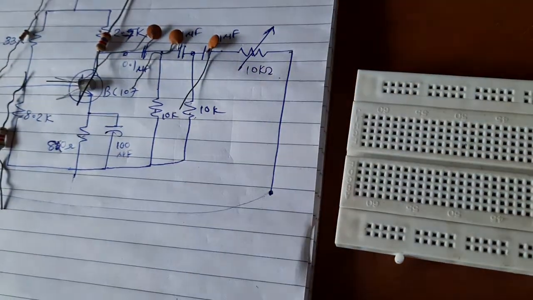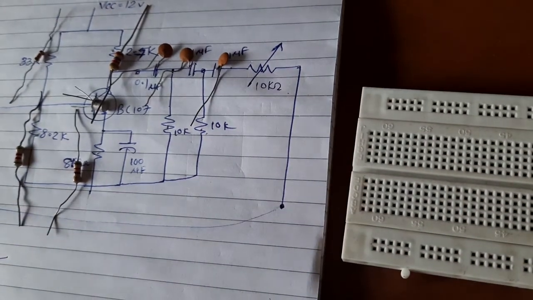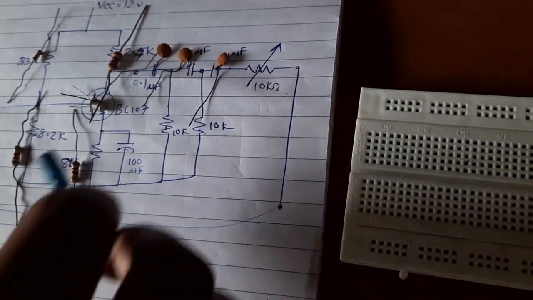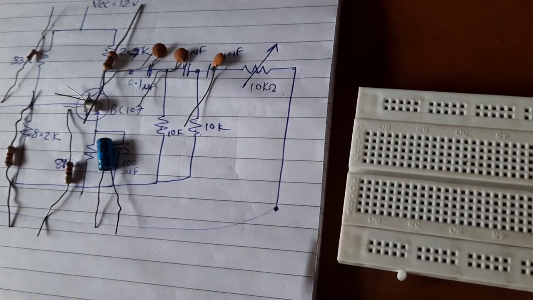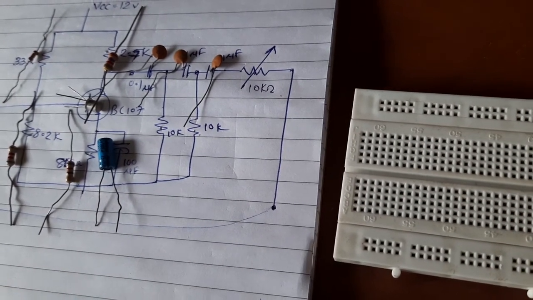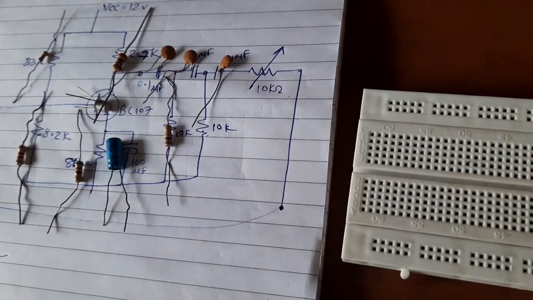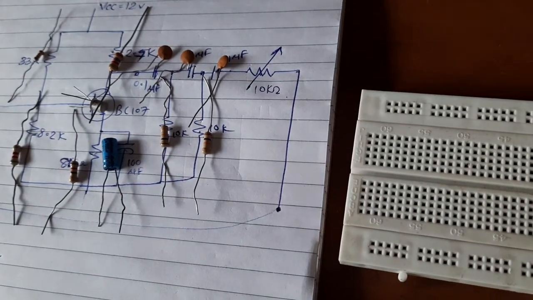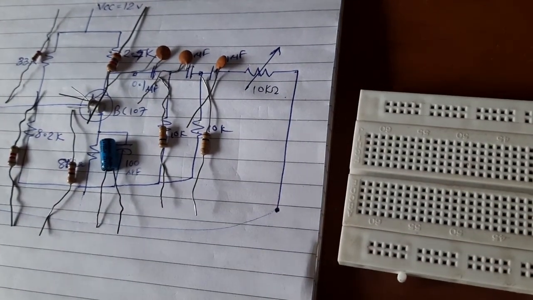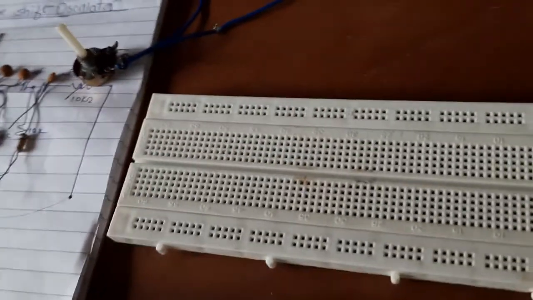Okay, an 820 ohm resistor over here, and then we require a 100 microfarad capacitor. So I'm keeping it over here, and the last two things that we require are our two resistors. That is your 10K and 10K. So this is what we require, and then finally we require a potentiometer, in this case a 10 kilo ohm potentiometer. So these are the components that we will require.